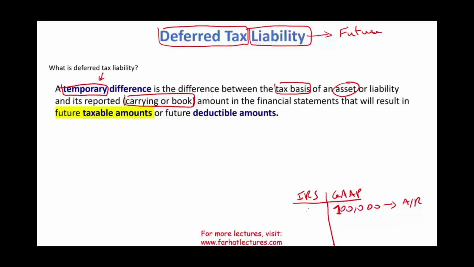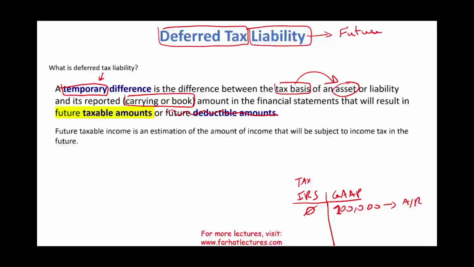For tax purposes, we don't record this revenue because it's not cash. As far as the IRS is concerned, this is tax. For tax purposes, we don't have an accounts receivable. So there's a difference of $100,000. And this is what we mean by a difference between the tax basis of an asset and its book value in the financial statements that will result in a future taxable amount or future deductible amount, which we don't worry about deductible amount. We worry about future taxable amount, because we are discussing deferred tax liability.